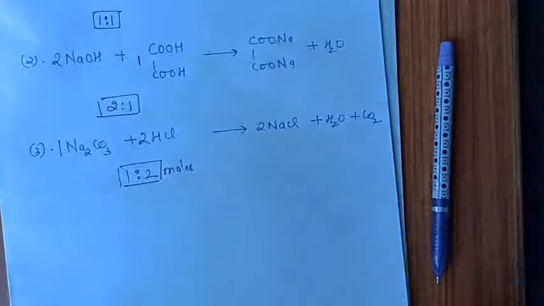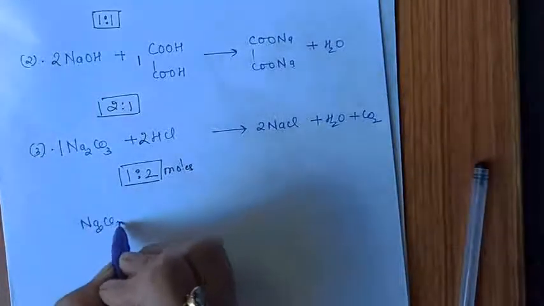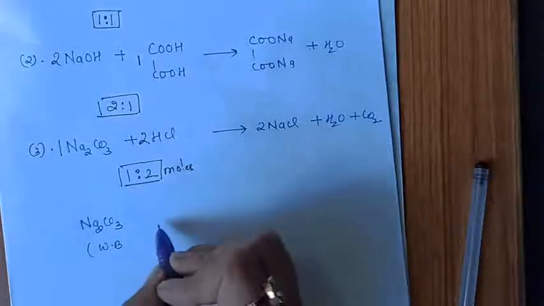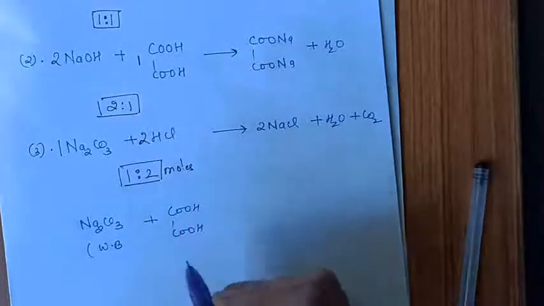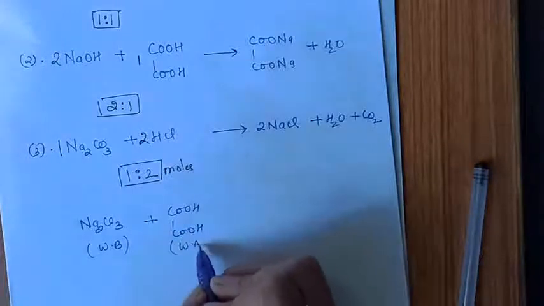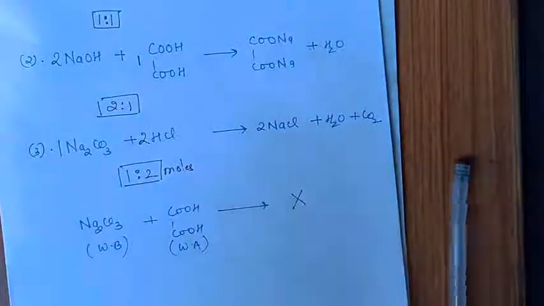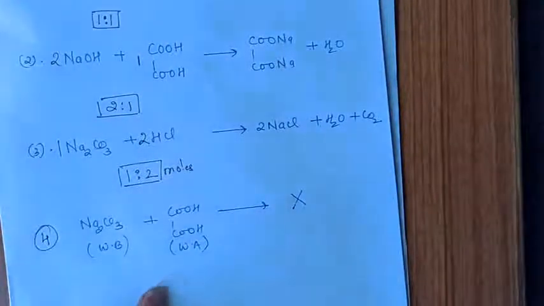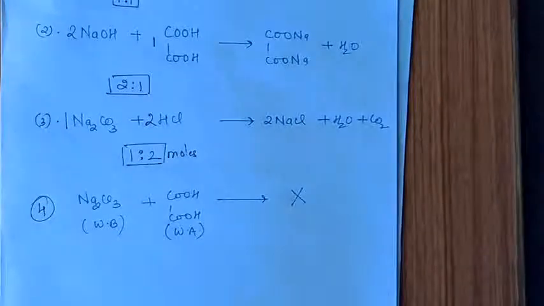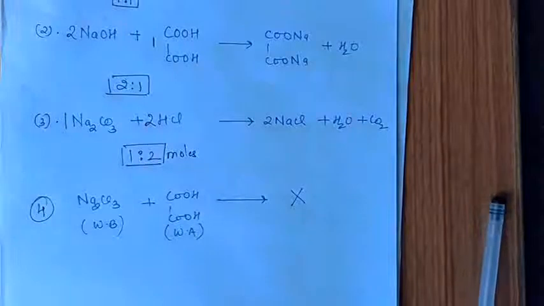Now fourth possibility which I told you, the reaction of sodium carbonate, which is a weak base, with oxalic acid, which is a weak acid, is not going to be done. We are not going to perform this fourth practical or the fourth titration. This fourth one is not possible because we don't have any proper indicator which can be used in this situation. So that is why we cannot do this titration.